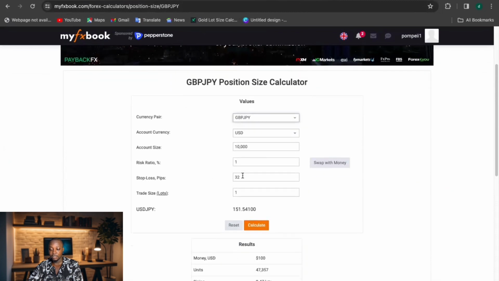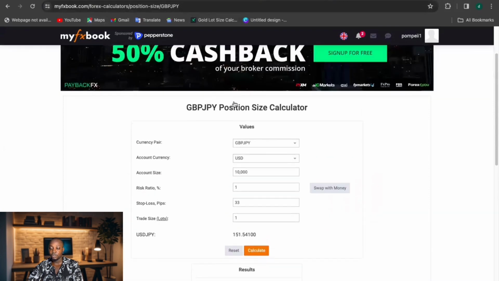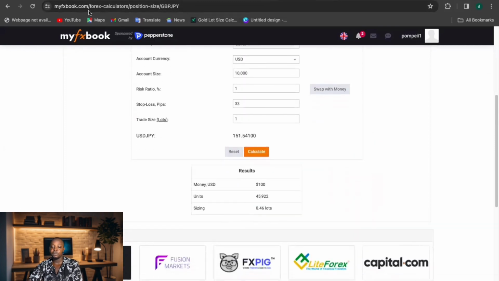The account size is $10,000. The amount of pips is 33 pips. Calculate. As you can see here, the position size I'm meant to use is 0.46 lots. If I have a $10,000 account and a stop loss of 33 pips, the lot size I'm meant to use is 0.46.